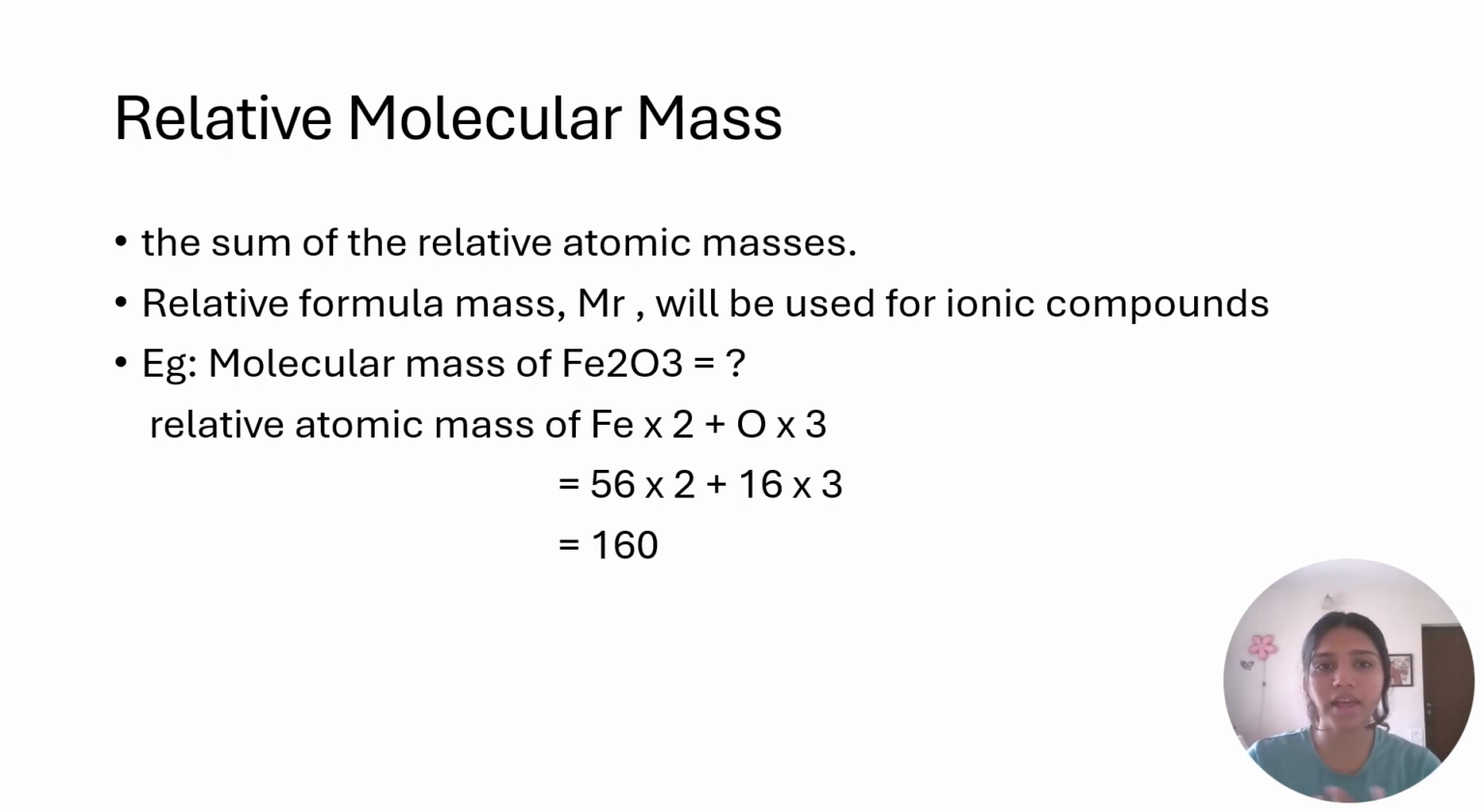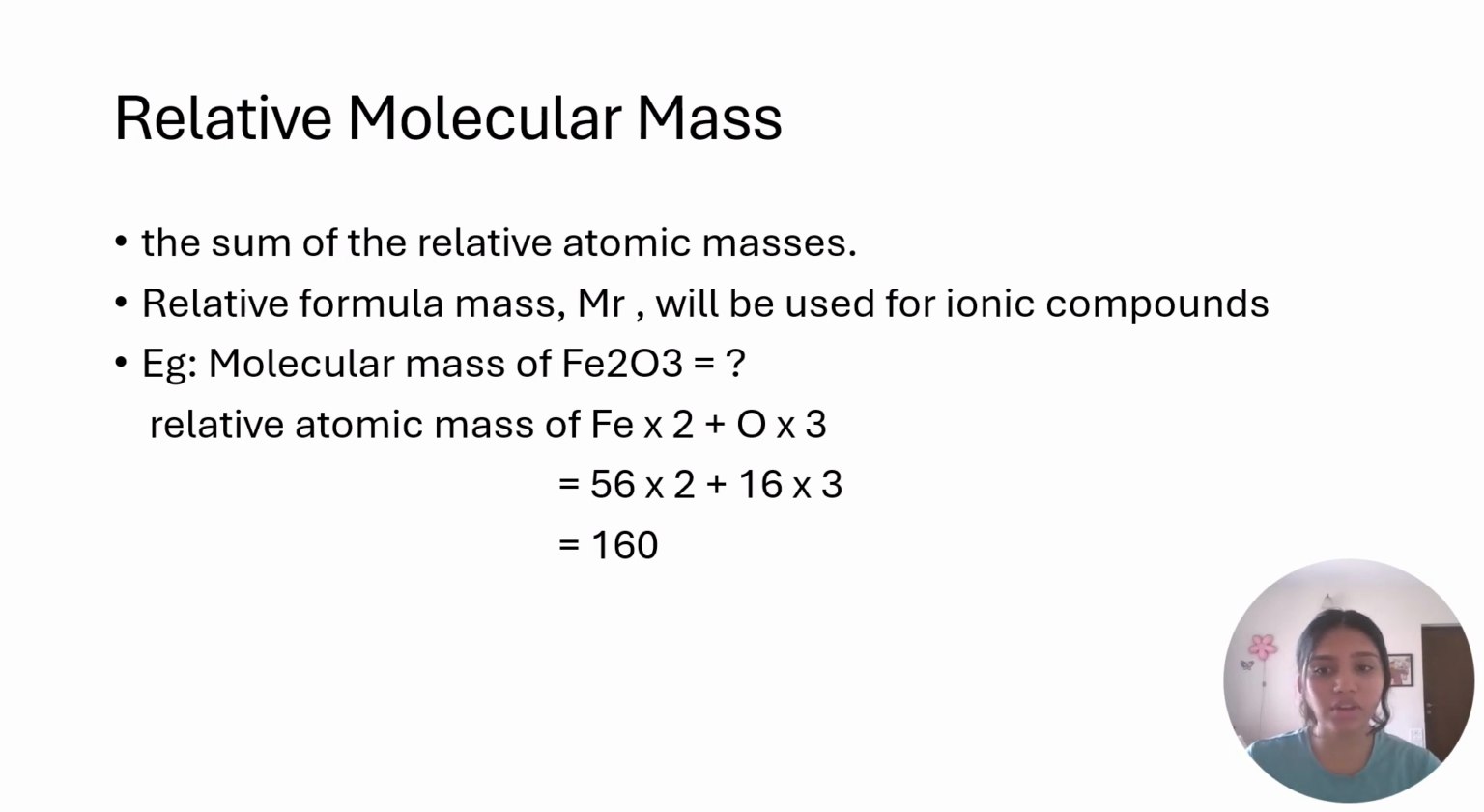Then we have relative molecular mass, which is basically the sum of relative atomic masses. So for example, from our calculations, we have found out the relative atomic mass of iron, Fe, is 56 and the relative atomic mass of oxygen is 16.